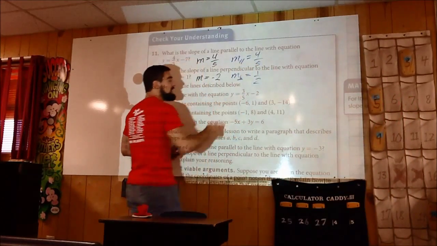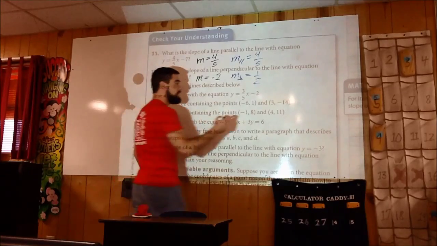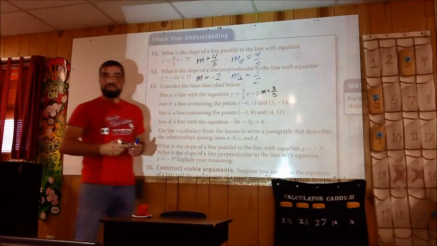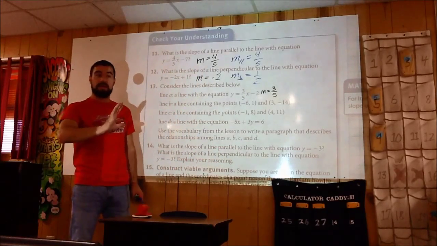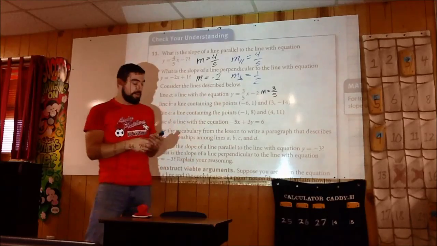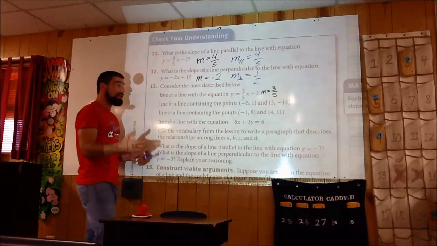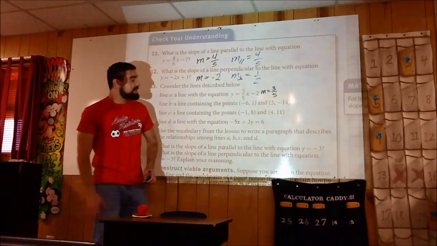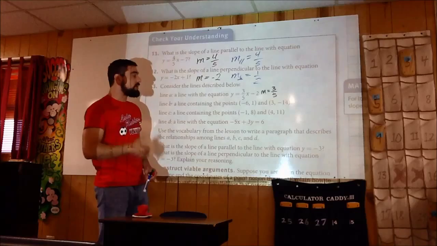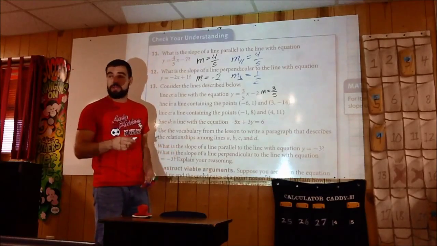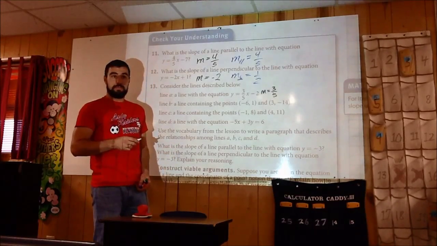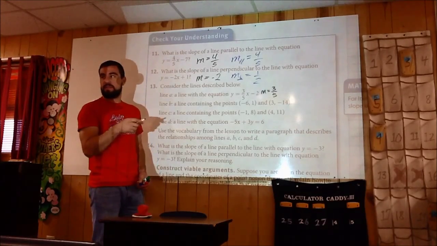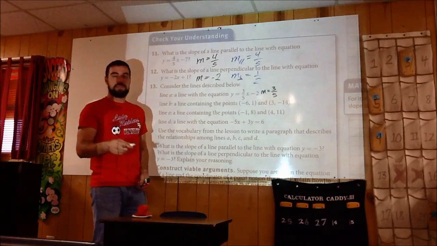So for the first one, the slope is easily identifiable as positive 3/5. It is the coefficient of the x term as long as it's in slope-intercept form. Next, we got line B, and apparently line B contains points with the coordinates of negative 6, 1, and 3, negative 14. So what am I going to have to use here to determine the slope? Just the slope formula, okay?